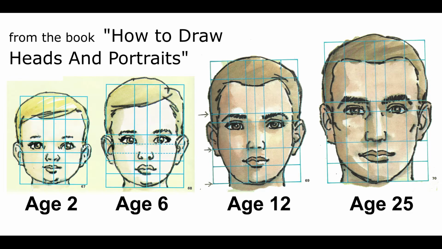In today's video, I'll explain the differences in the features between children and adults. We'll look at children at the ages of 2, 6, and 12 years old and compare them to the adult at age 25. A really great resource for this is the book How to Draw Heads and Portraits by Jose M. Paramon. I'll leave a link in the description.